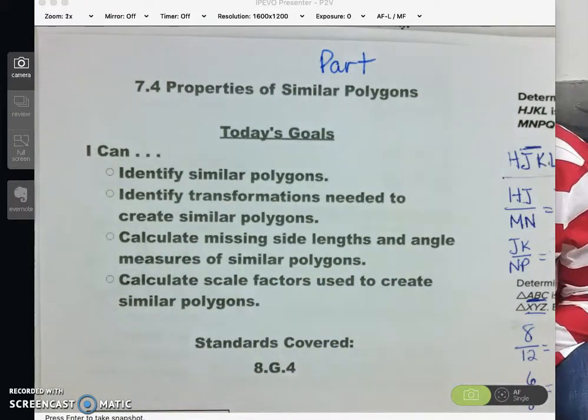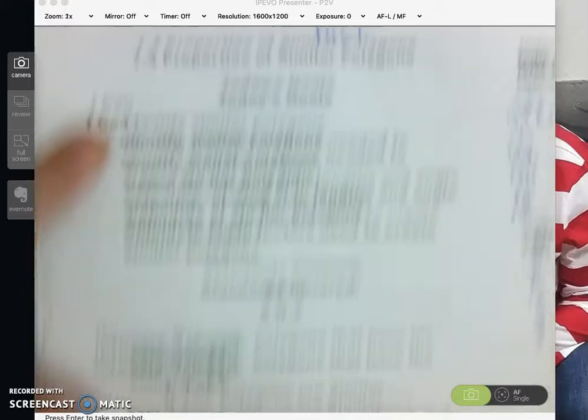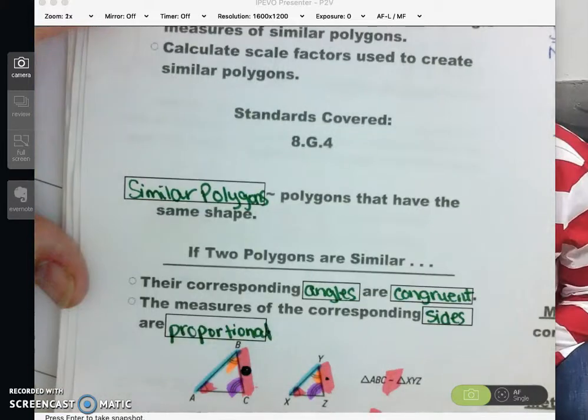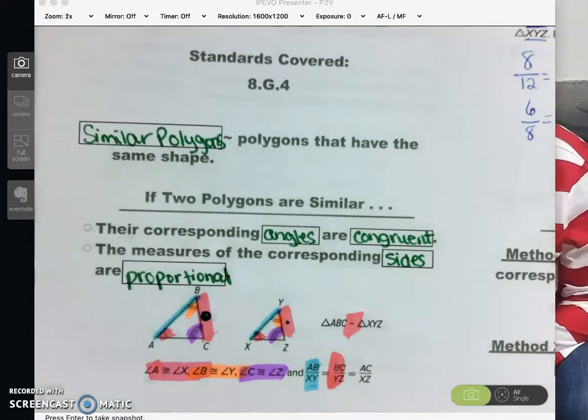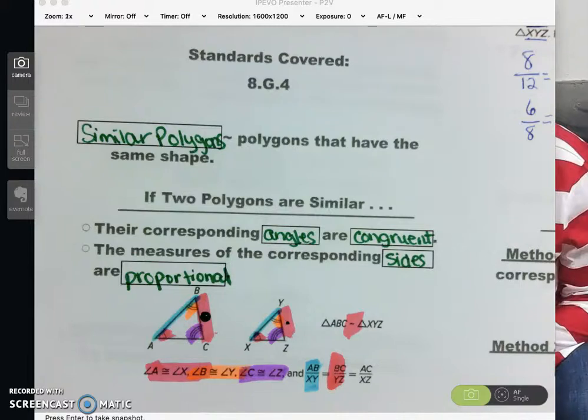So first we have to identify or define what similar polygons are. Similar polygons are polygons that have the same shape, not necessarily the same size. Remember, a similar polygon is a shape that's dilated. It's made bigger or smaller, but all of the sides are made bigger or smaller by the same scale factor.